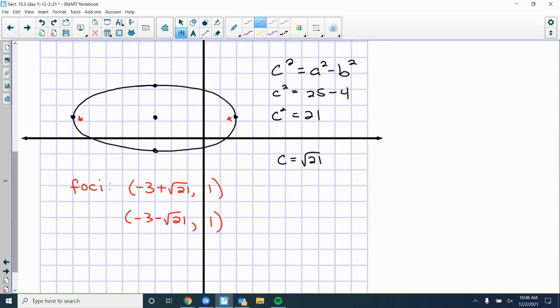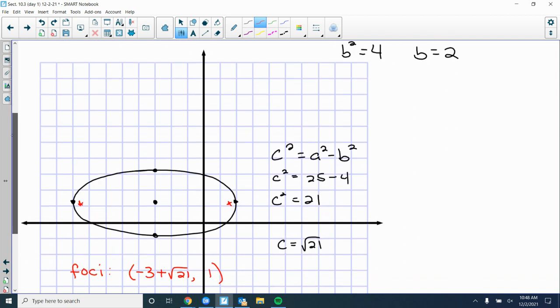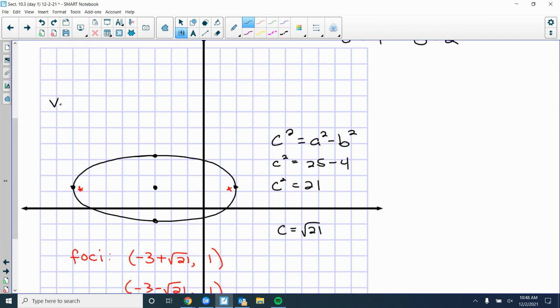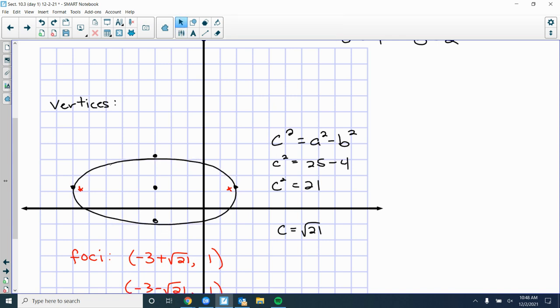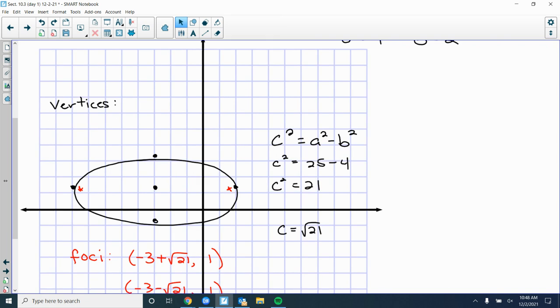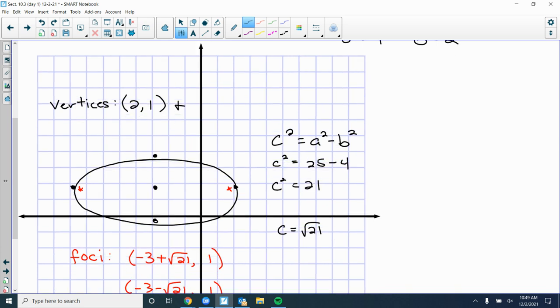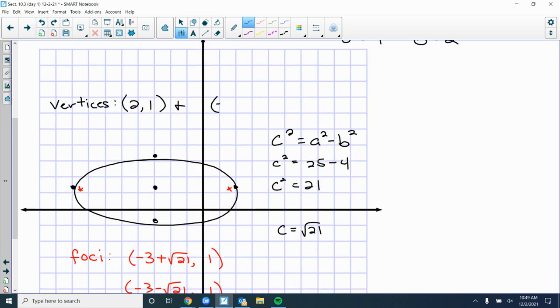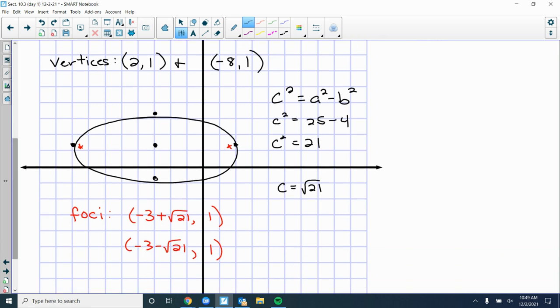List their vertices. We already listed the center, didn't we? Center is negative 3, 1. Our vertices are, what is that? 2, 1. I know it slid on me a little bit here. Vertices 2, 1, and what is that? Negative 8, 1. Negative 8, 1. Okay, all right, so we got everything there for that ellipse.